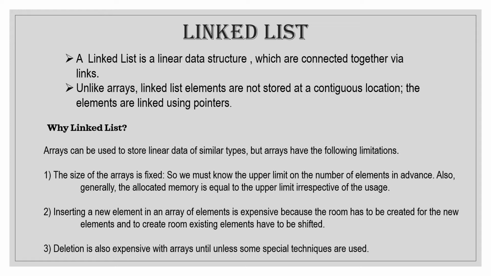The first limitation is that the size of an array is fixed. So if we want to use the array data structure, we must know the upper limit of the elements we are going to store. And inserting a new element in an array is expensive because room has to be created for the new element, and the existing elements have to be shifted. Deletion is also expensive. We need to shift all the elements forward. So to overcome these limitations of arrays, we are moving to the linked list.